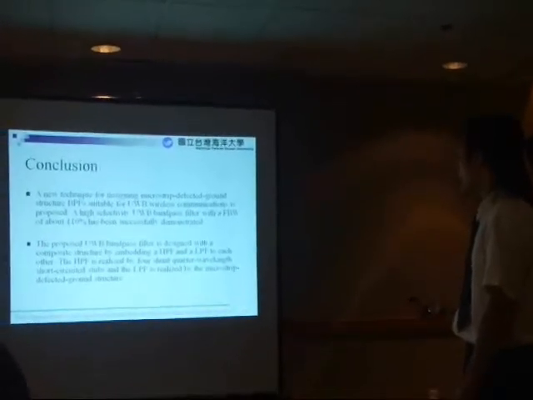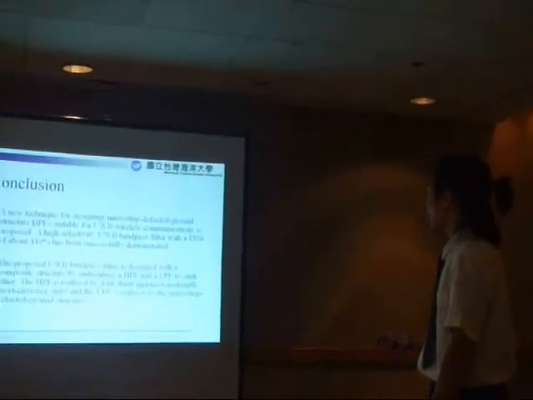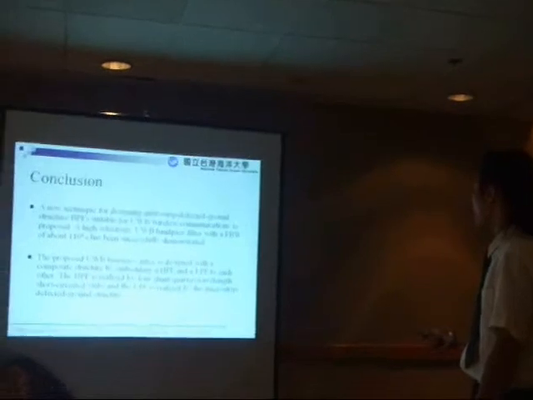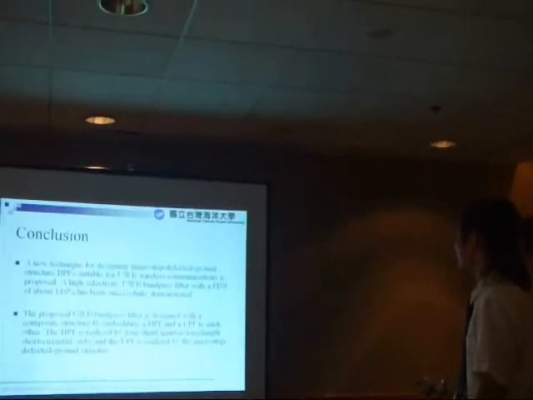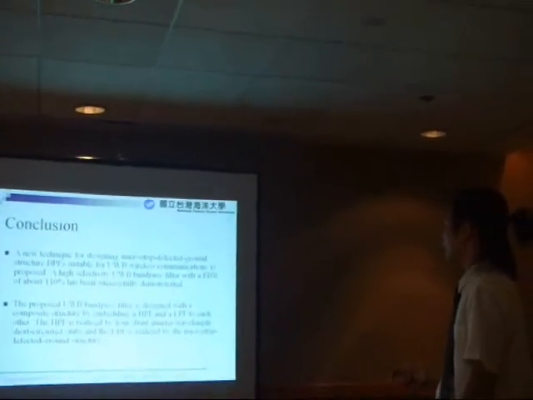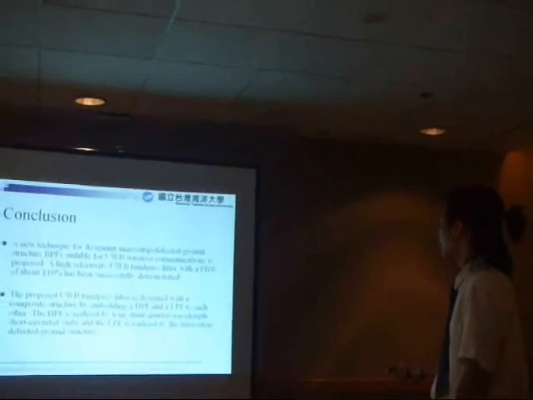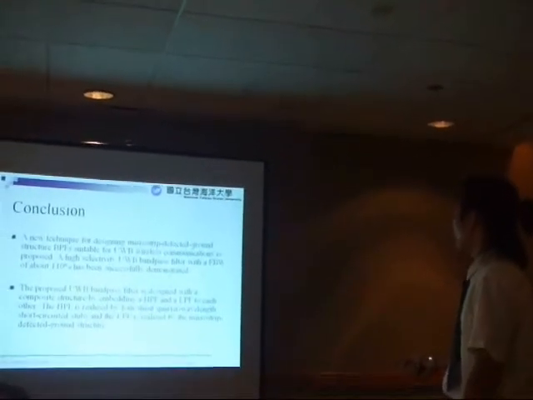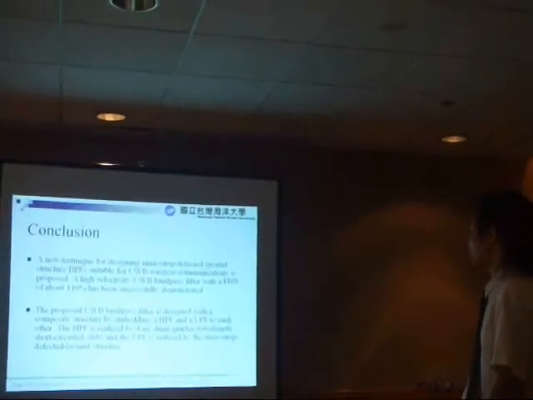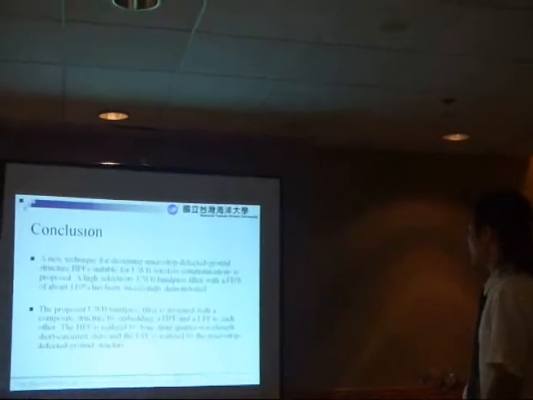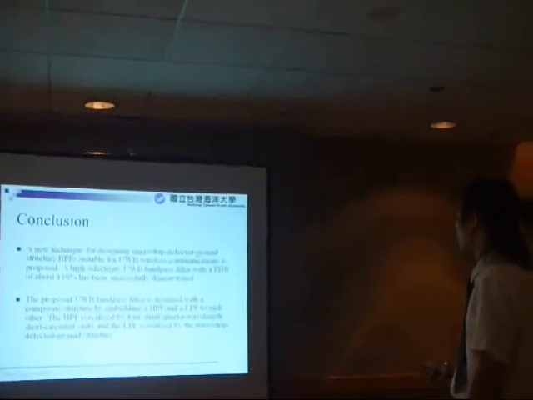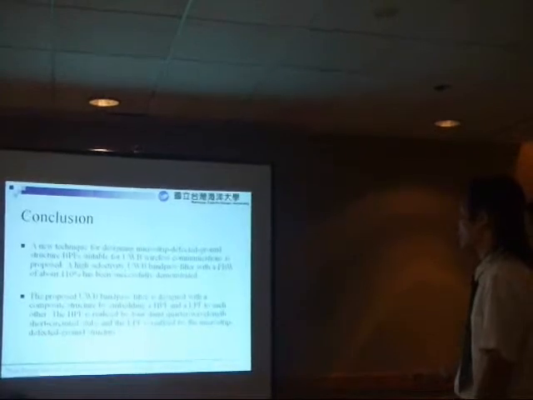The proposed ultra-wideband bandpass filter is designed with a composite structure by embedding a high-pass filter and a low-pass filter into each other. The high-pass filter is realized by 4 shunt quarter-wavelength short circuit stubs, and the low-pass filter is realized by the microstrip defected ground structure.